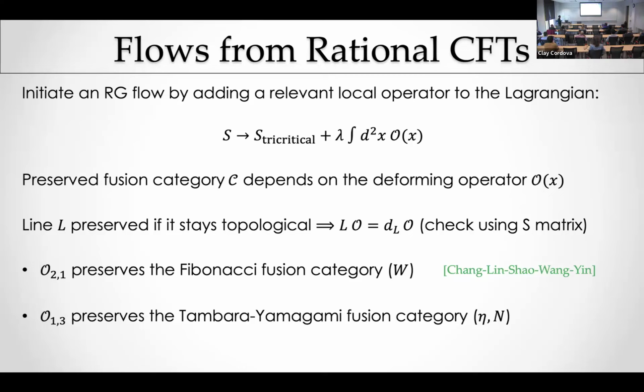And the punchline is that there are two interesting relevant deformations to study here. One of them preserves this Fibonacci symmetry, gives you a gap system with Fibonacci symmetry. And the other one preserves this Tambara-Yamagami symmetry, both of which are non-invertible. And so those are two different RG flows that we can initiate out of this system. And we're going to apply our representation theory machine now to determine the spectrum of finite energy states in those systems.